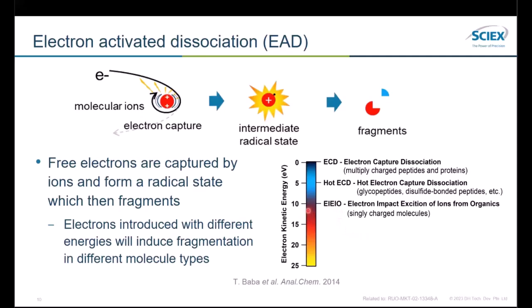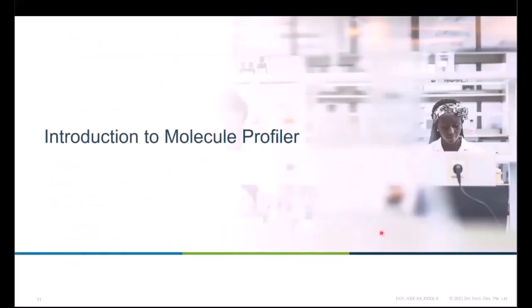So for all our meta-ID experiments on singly charged small molecules, we optimize between 10 to 15 of kinetic energy. As I said, electrons introduced with different energies induce fragmentation in different types of molecules. The EAD cell gives you the flexibility to adjust your kinetic energy based on the molecule that you're working with. So that was on the 7600.